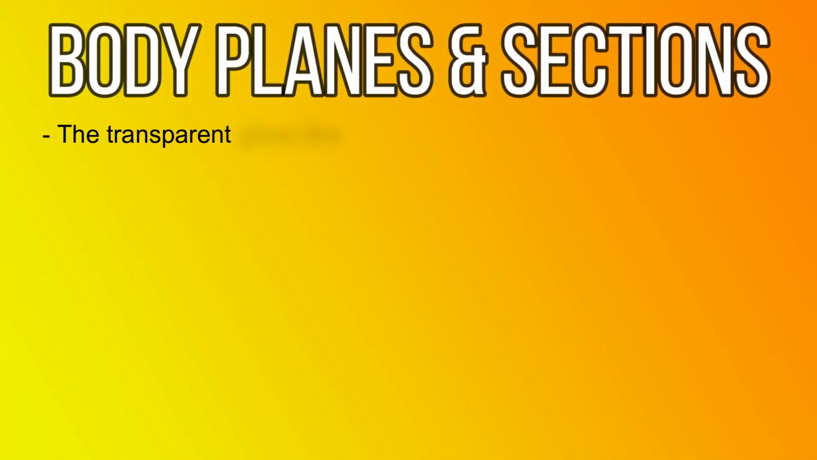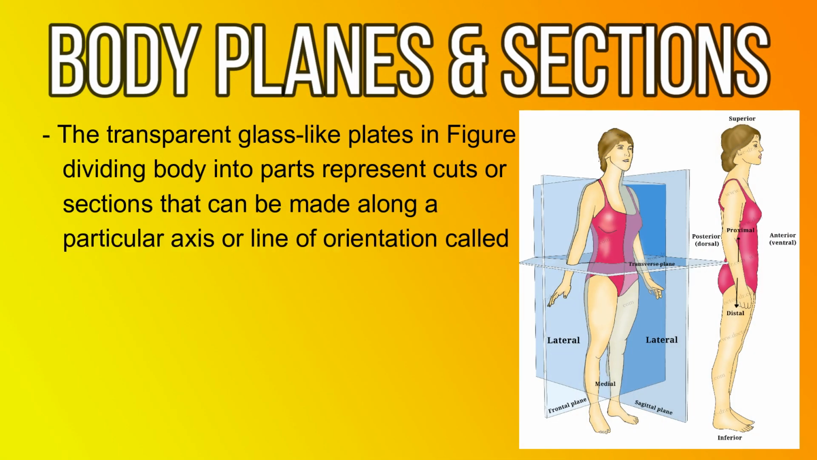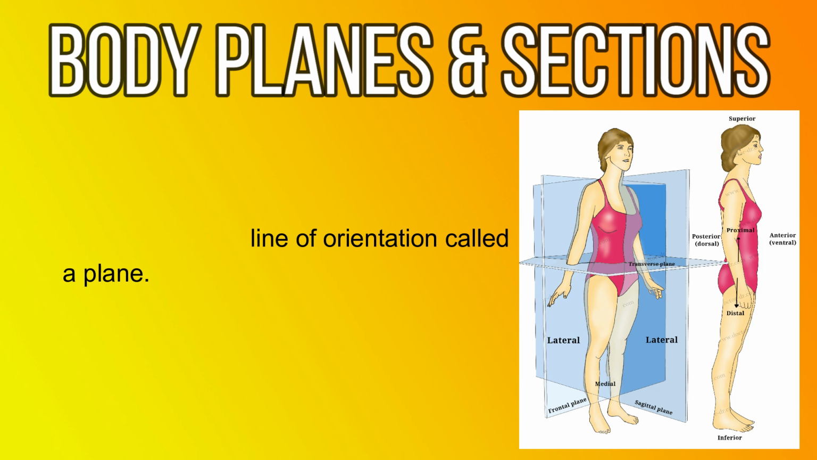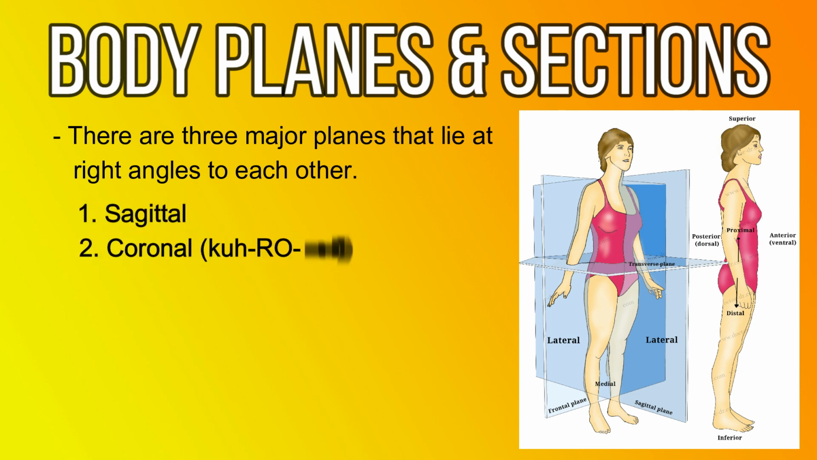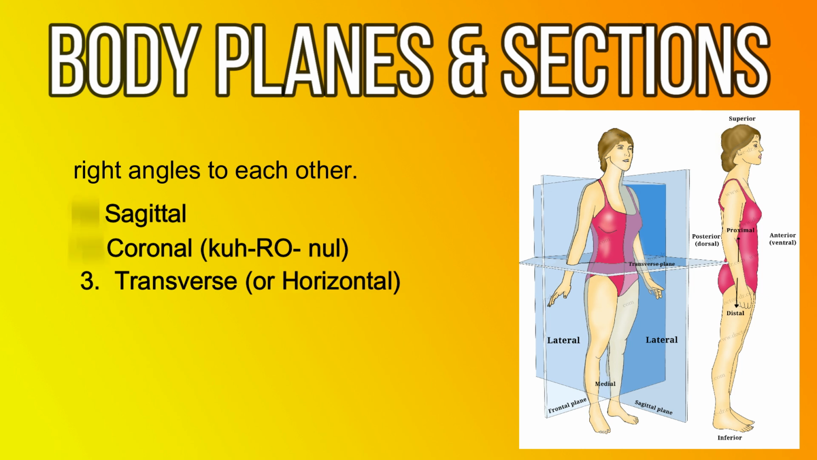The transparent glass-like plates in this figure dividing the body into parts represent cuts or sections that can be made along a particular axis or line of orientation called a plane. There are three major planes that lie at right angles to each other. They are called sagittal, coronal, and transverse or horizontal planes.